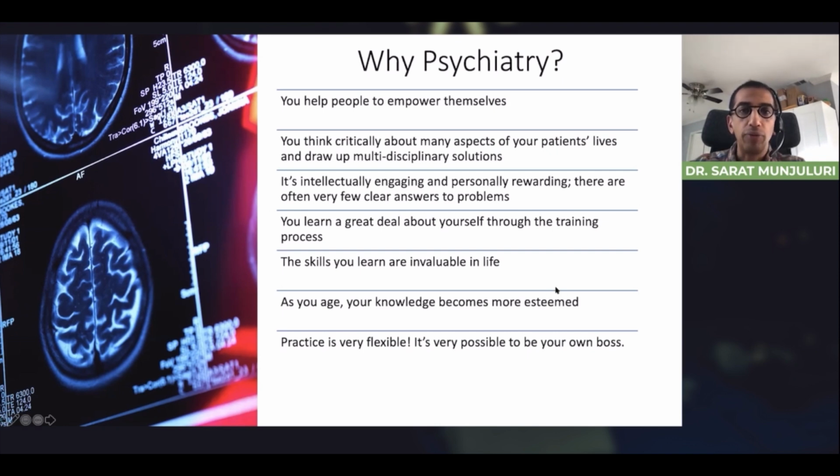And there's a lot of overlap. Like I found when I did rheumatology rotations, actually, that there was a lot of overlap there too, and that psychiatrists and rheumatologists often got along because there are just not very clear answers to rheumatologic problems. You learn a great deal about yourself through the training process, which I think can be true of any residency, but I think is part and parcel of psychiatry. If you're doing it well, you should be getting more insight into yourself.